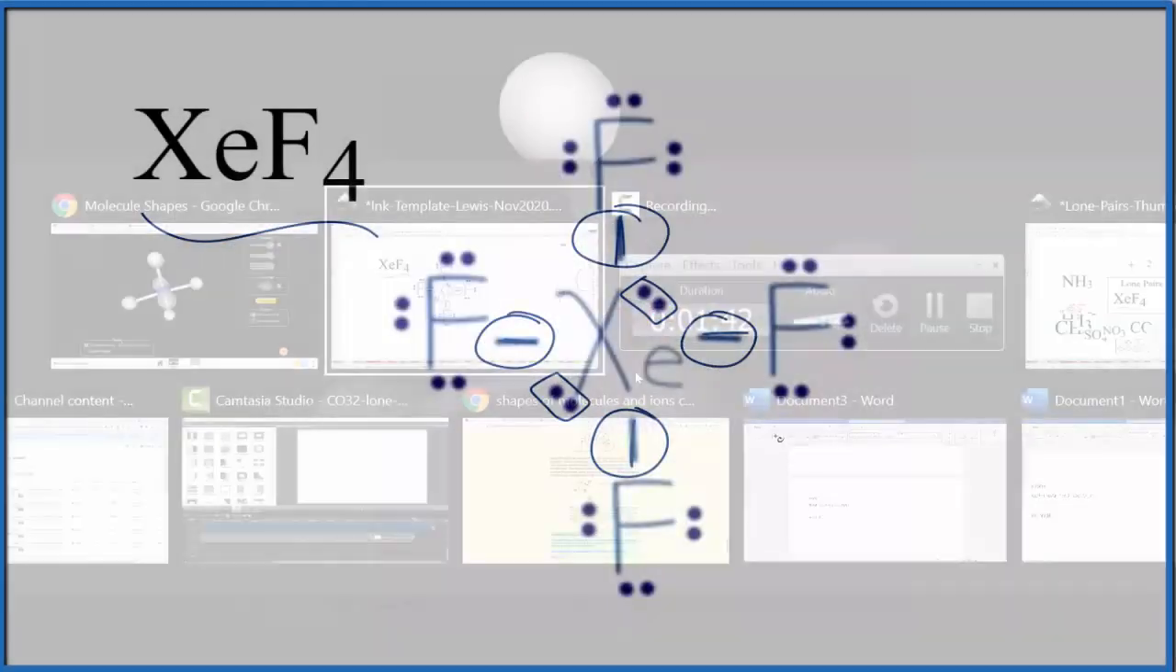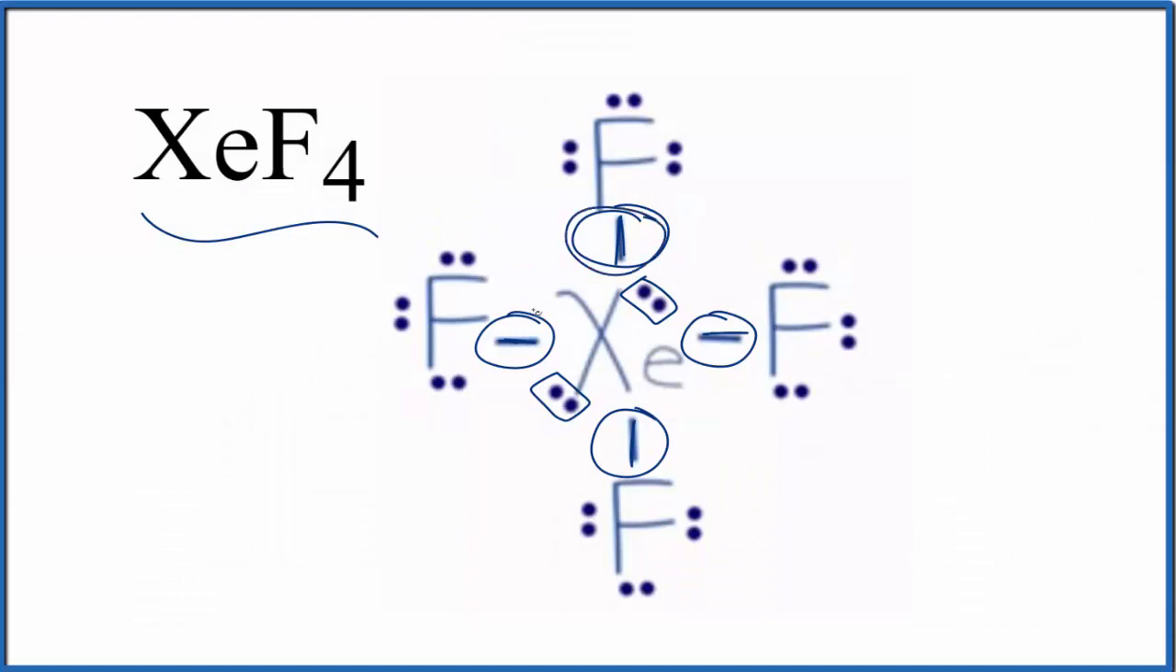Let's go back. So in answer to our question, 4 of these bonding pairs of electrons and 2 lone pairs.